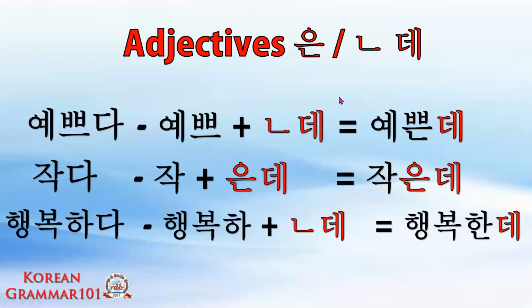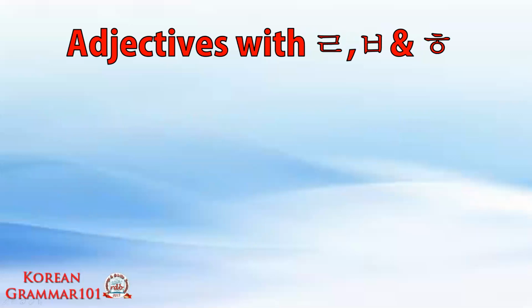Okay, next. Let's continue. The adjectives with rieul, bieup, and hieut. So here, there are three special cases with the adjectives. So if this patchim, rieul, bieup, or hieut is the ending of the adjective, it has a different formula. So let's look at the examples.